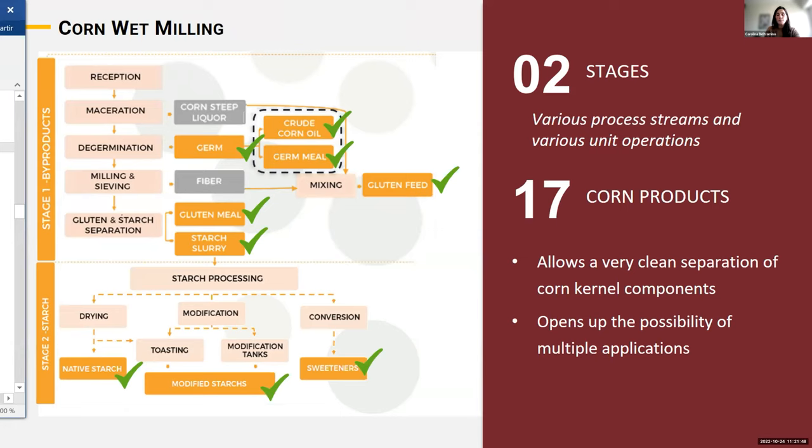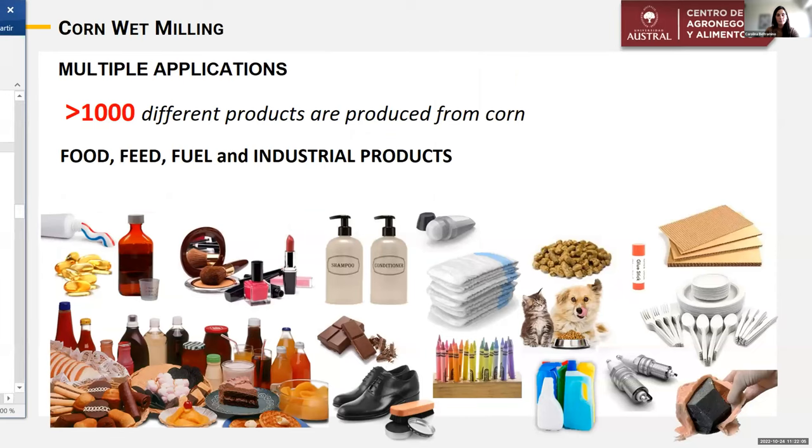In the second stage of the milling process, starch is processed. The starch slurry goes to one of three basic finishing processes that will define the final product: unmodified starch, modified starch, and sweeteners. Now, worldwide, about 1,000 different products are produced from corn wet milling, which can be classified into food, feed, fuel, and industrial products.